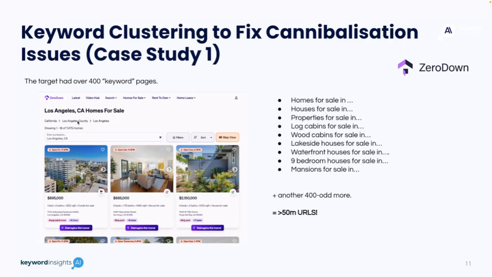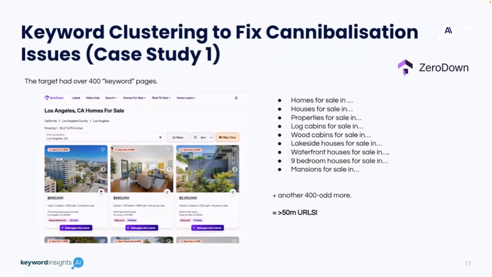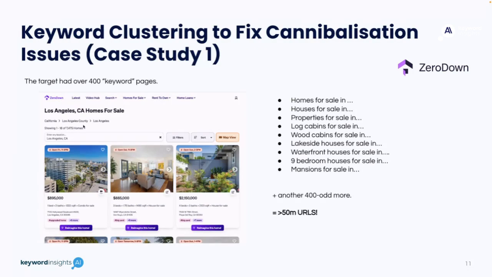You can imagine they had this for every state, every postcode, every town, which basically meant they were over 50 million URLs, because 400 keyword pages across every town, state, postcode, neighborhood in America. Just a humongous website, really, really big. And they came to us and said, hey, we're not moving off of page 2 for our main keyword pages.